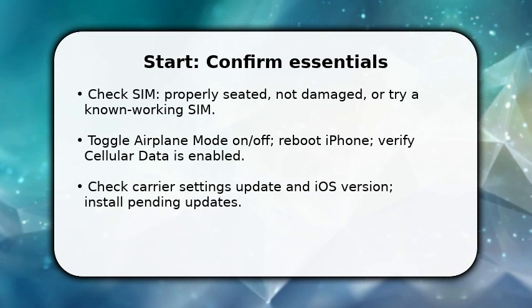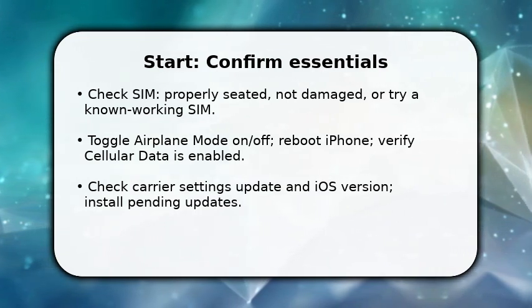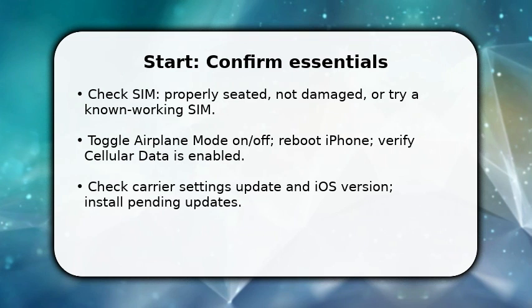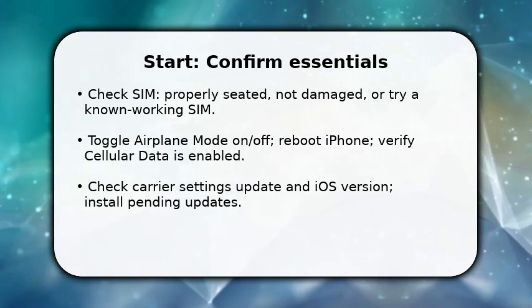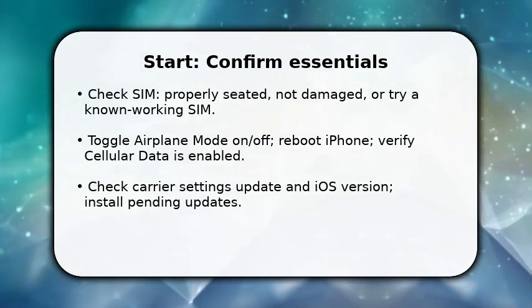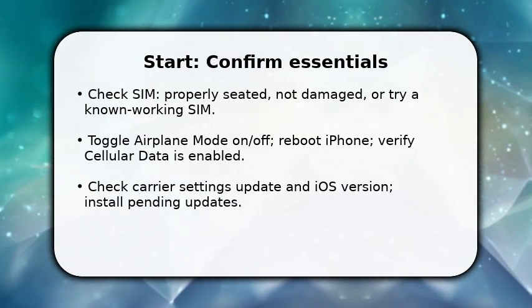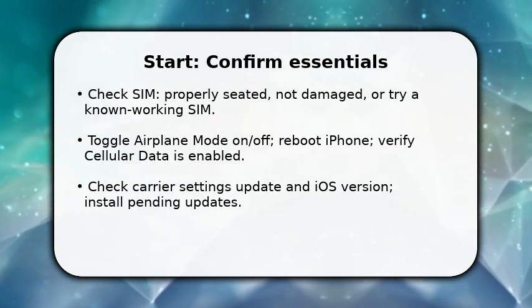Next, open settings and confirm cellular data is enabled. Make sure carrier settings and iOS updates are installed. These updates often restore missing network configurations and fix carrier authentication issues.